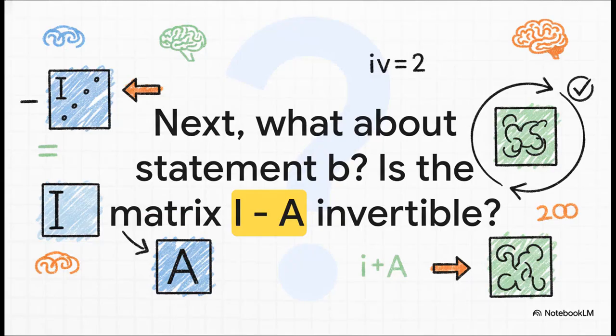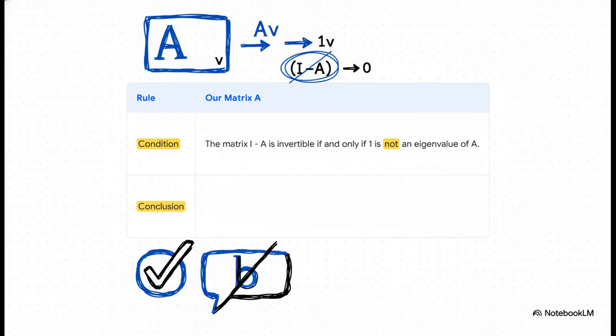One down. All right, on to the second claim. Now, for this one, we're not looking at just matrix A anymore. We're looking at a brand new matrix, formed by taking the identity matrix, I, and subtracting A from it. But the question is basically the same. Is this new matrix invertible? And you'll see the logic is surprisingly similar. The logic is almost identical.